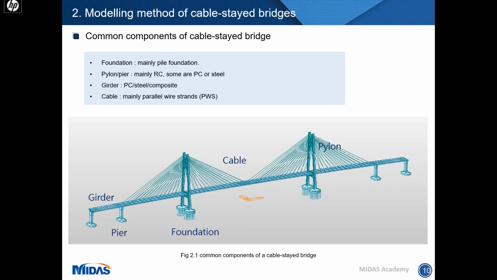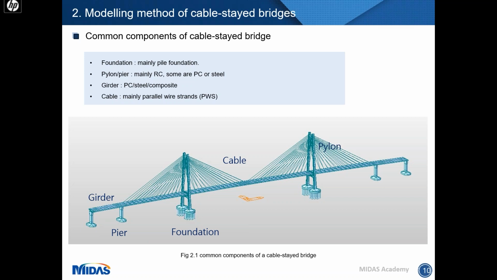The pylon and pier are mainly made of reinforced concrete, but some bridges can also use pre-stressed concrete or steel. The girder can be made of pre-stressed concrete, steel, or composite.